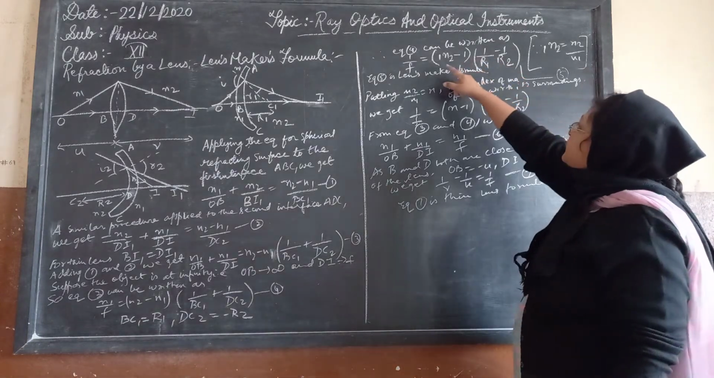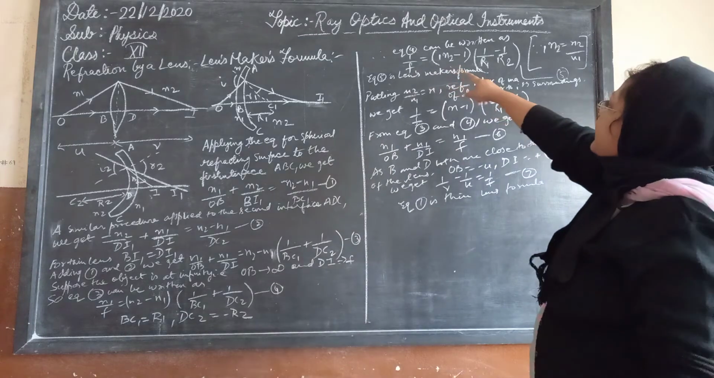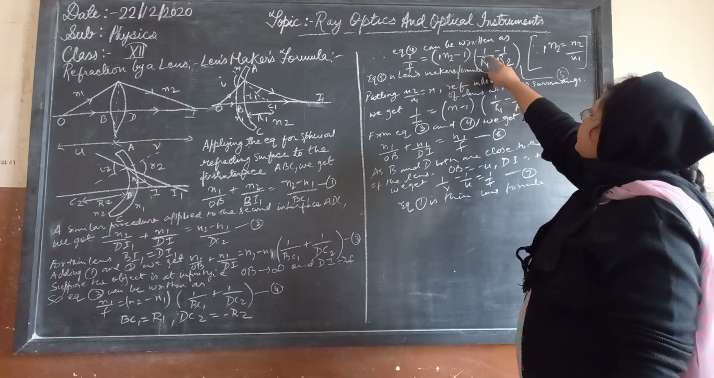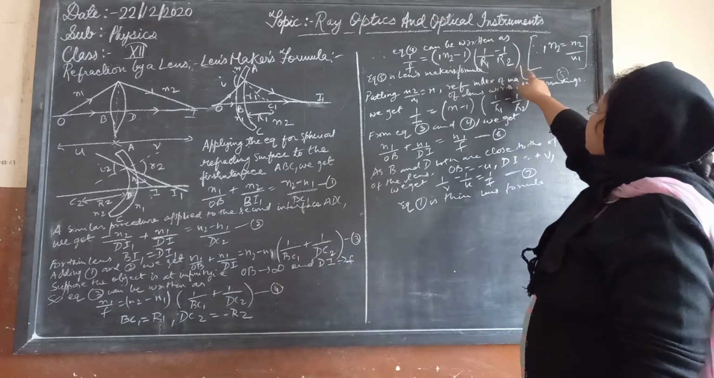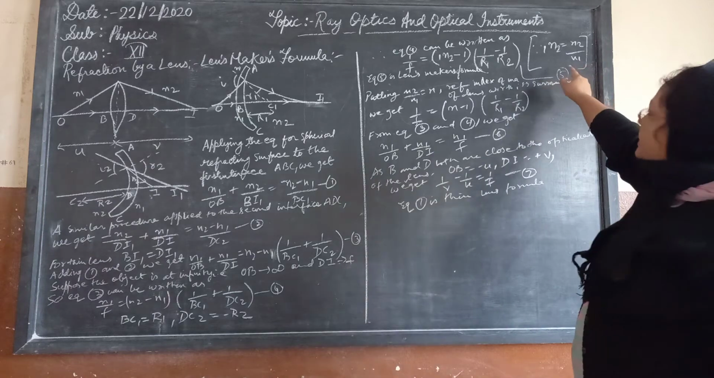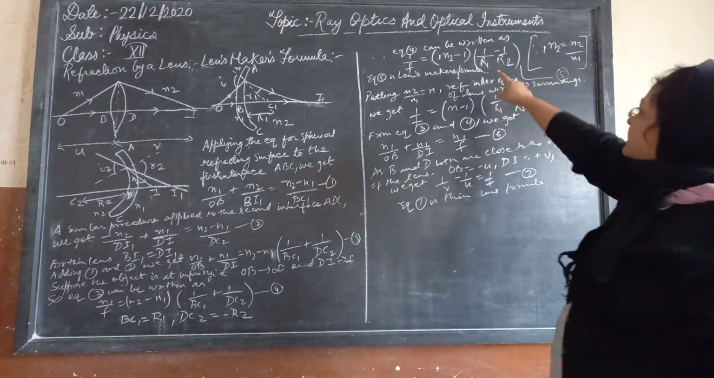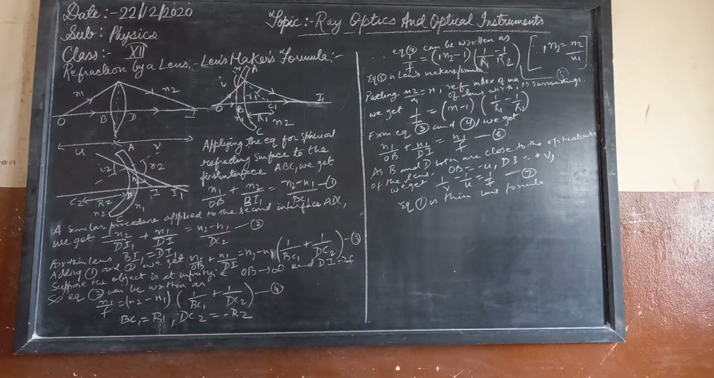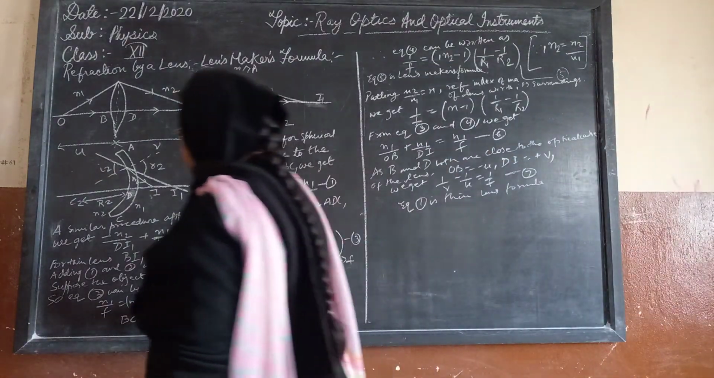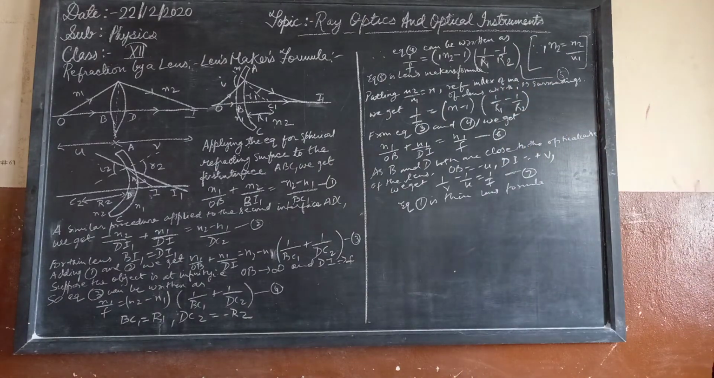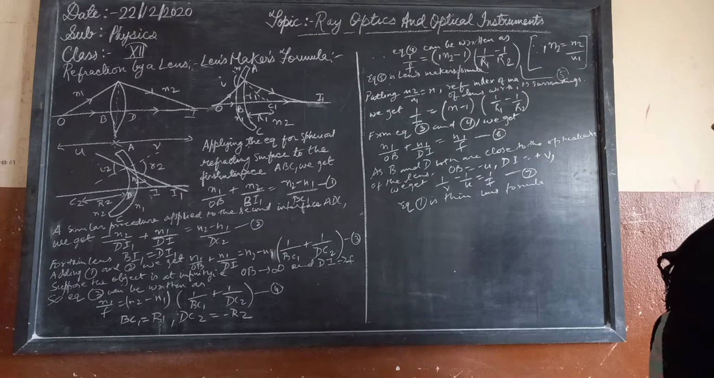That is, we have taken the refractive index here. So it will be equal to N2 upon N1 minus 1, times 1 upon R1 plus 1 upon R2. That is N2 upon N1, given by this particular value itself. So from this equation, we will have this value.